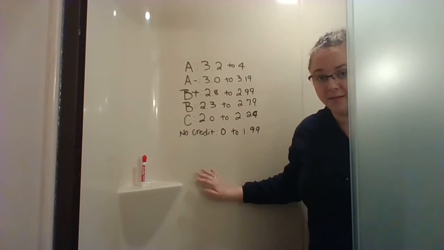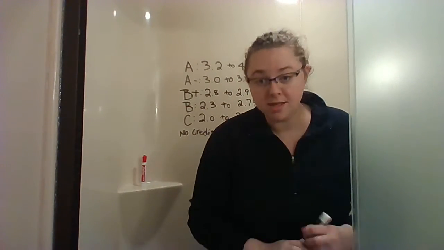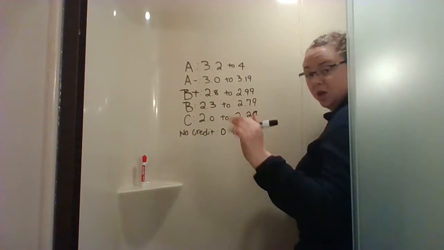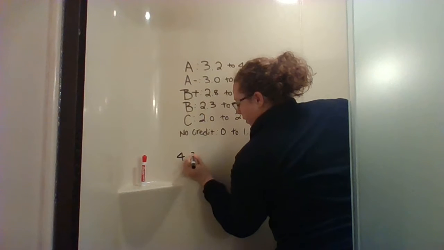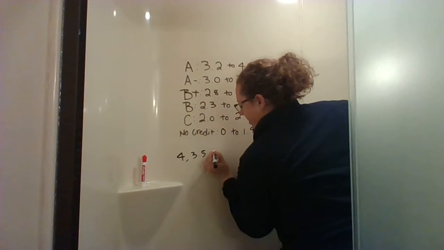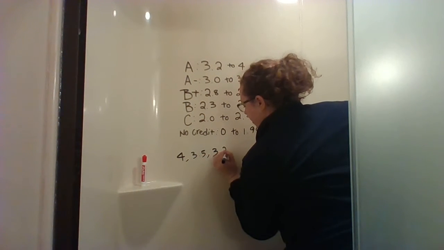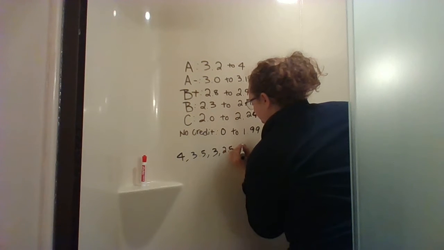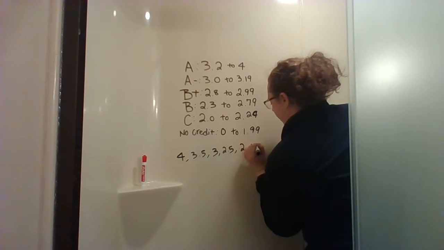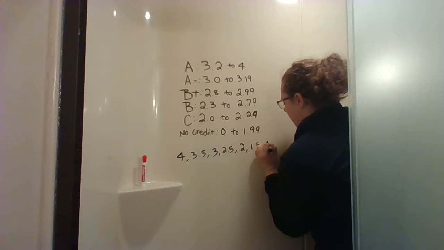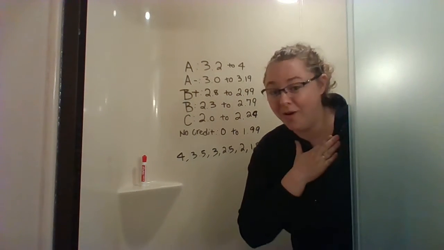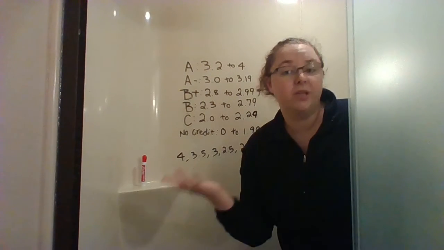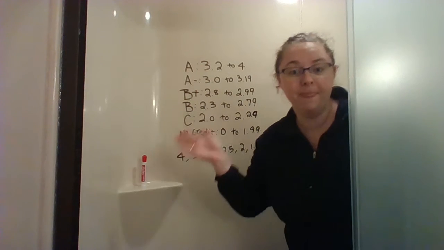This is the grading scale. The scores I mostly give out to students are as follows. I give out 4s, 3.5s, 3s, 2.5s, 2s, 1.5s, 1s, and 0s. Those are the scores that I give out on tests, on your summative assessments. Woohoo! Okay?